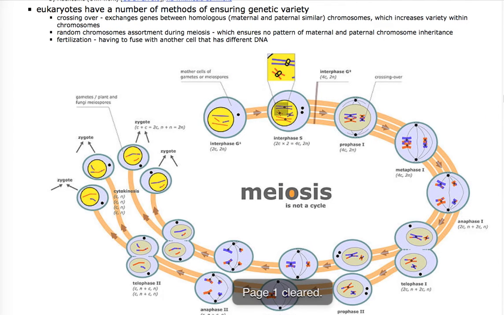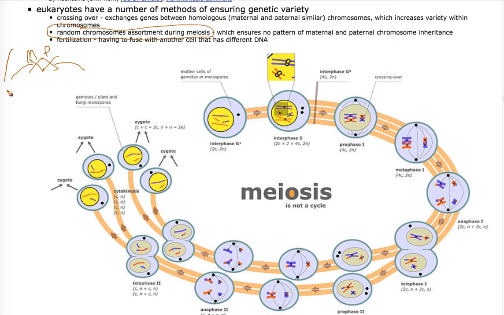Secondly, random chromosome assortment during meiosis. When the maternal and the paternal homologs separate, if this is the M for maternal homolog and this is the paternal homolog, and the spindle fibers are pulling them apart in the cell, this is the cell. If the maternal homolog is on the left, it'll end up going to the left, and if the paternal homolog is on the right, it'll go to the right.